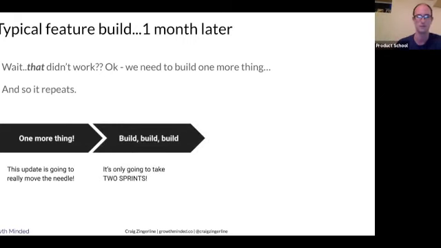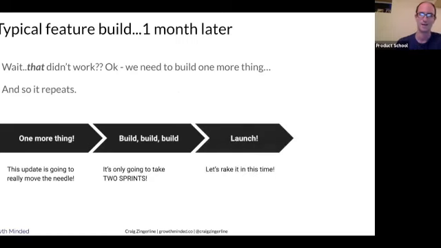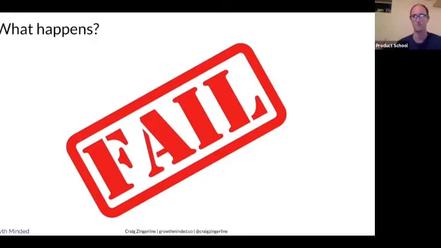So you build, and maybe this time it only takes you 2 sprints. And then you launch and you say, okay, now we're really going to rake it in. And this is what happens. Not every time, but many times. So the product managers in the room, hopefully this isn't offensive, but I've been here many, many times where for whatever reason, whatever you put out there just didn't quite work.